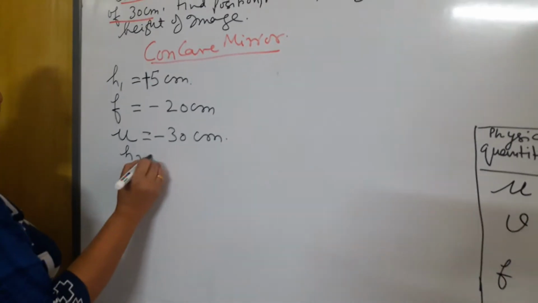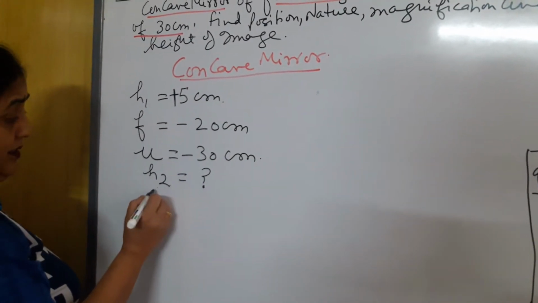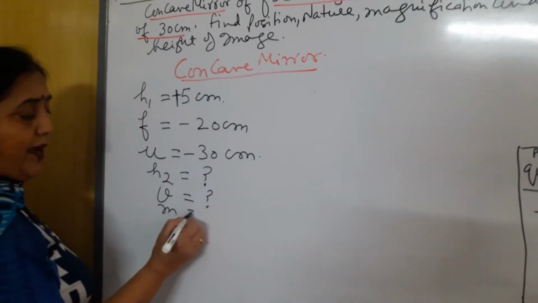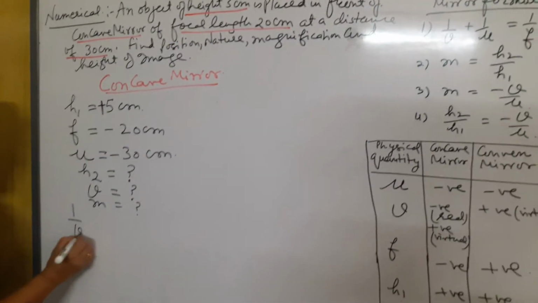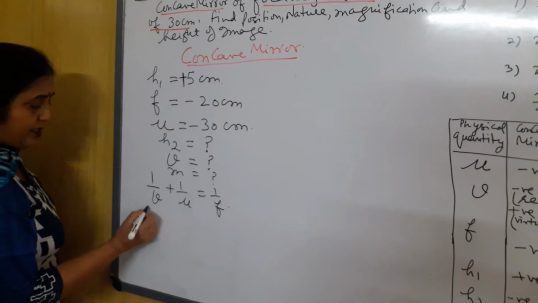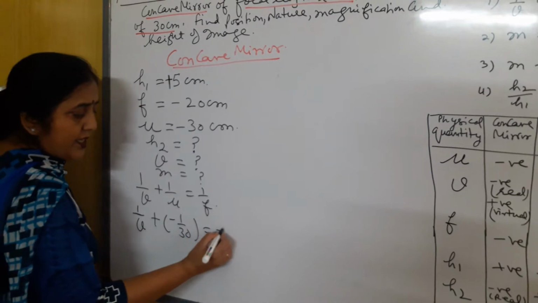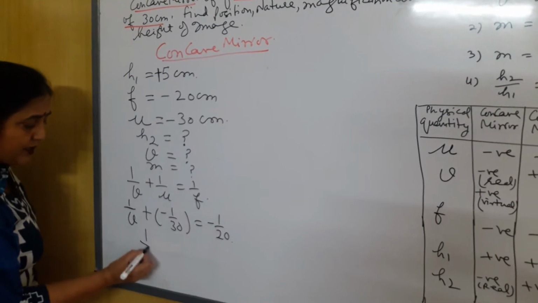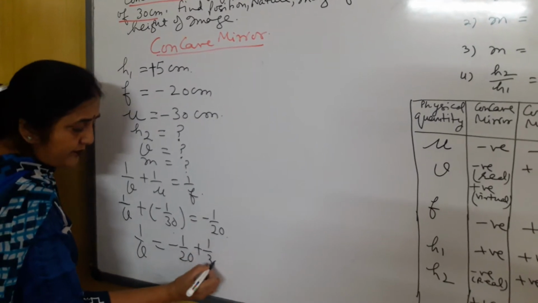Now what is to be calculated? Height of image is unknown. Where the image is formed, that is position of image, is unknown, and magnification you have to calculate. Now apply the mirror formula. 1 upon v plus 1 upon u is equal to 1 by f. Put the values. 1 upon v you have to calculate. Minus 1 by 30 is equal to minus 1 by 20. Now minus 1 by 30, when you take to that side, it will become plus 1 by 30.